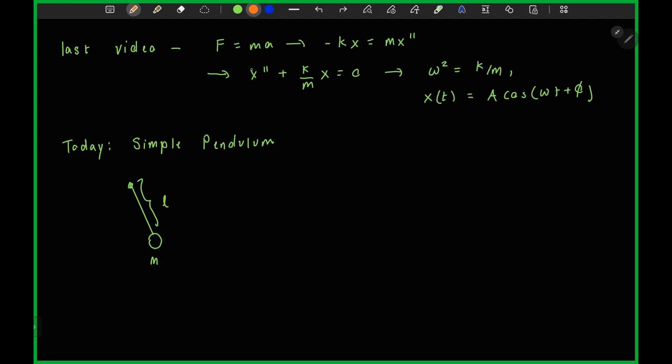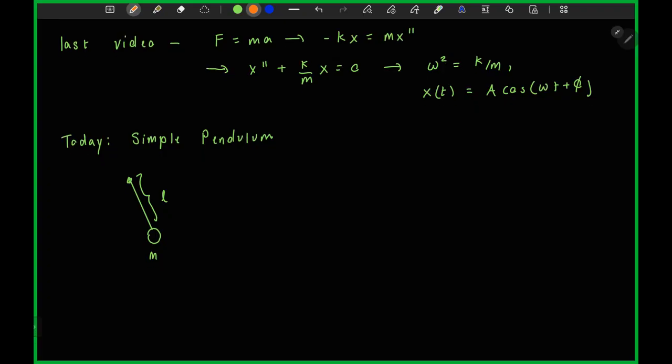And what we said is that this is now associated with an angular frequency omega squared and a solution x of t equals A cosine omega t plus phi. If this is all feeling unfamiliar, I encourage you to go back to the last video. And I state this here because we'll be relying on this result for today's problem, namely the simple pendulum.